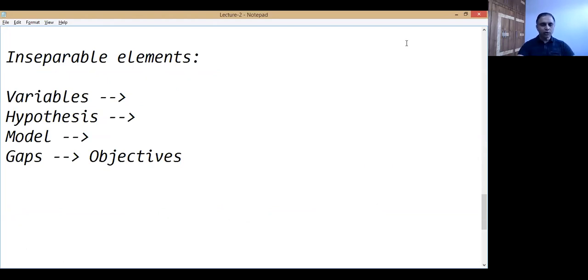Finally, friends, please look, these are inseparable things. Variables combined, their relation is called a hypothesis. The collection of all the hypotheses is called the model. In the model, you will then tell what is left out, that is called gaps, and the same gaps become your objective. These five things are inseparable. You should not ask any person, please help me in writing the objective. This is wrong, because how can anybody simply start writing the objective until and unless you have the variable, their relation, their entire family, the model, and the missing link. The missing link should be the objective.